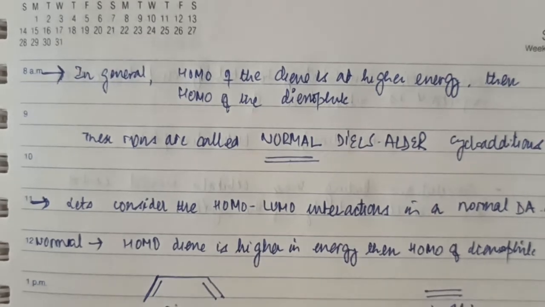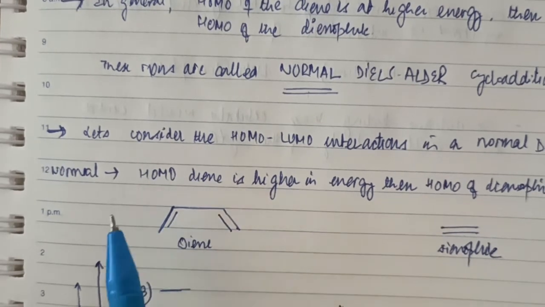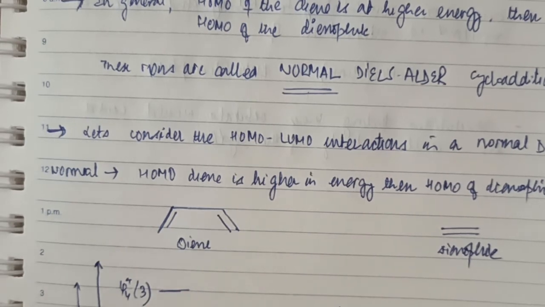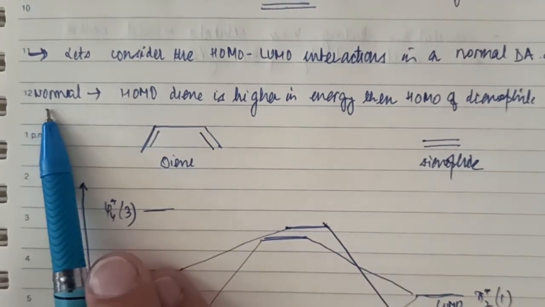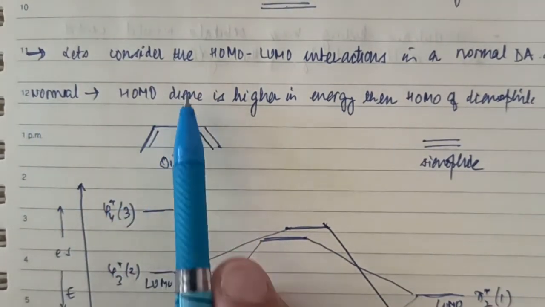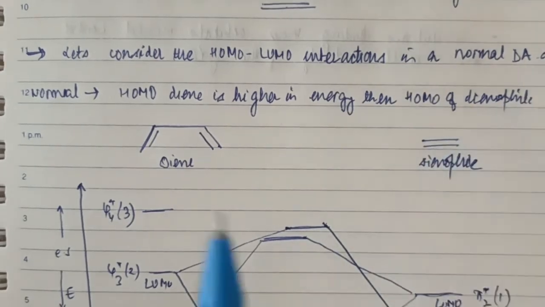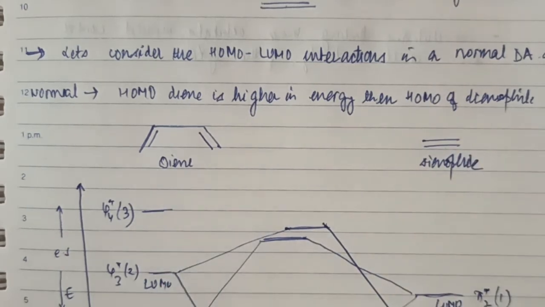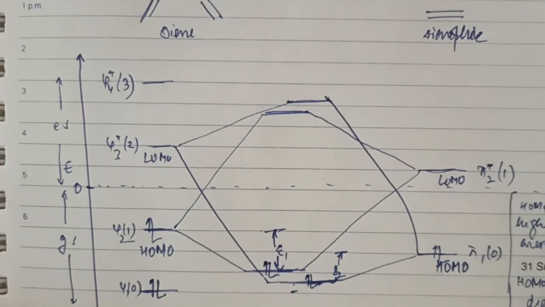Now, let's say we are considering this normal Diels-Alder cycloaddition reaction. Let's explain the extent of interaction between the HOMO of the diene and the LUMO of the dienophile, and conversely the interaction between the HOMO of the dienophile and the LUMO of the diene. We're talking about a normal Diels-Alder reaction, which means the HOMO of the diene is higher in energy than the HOMO of the dienophile, which we have been repeatedly saying. We have a diene here and a dienophile here. We are trying to draw the molecular orbital picture of this. Let's draw the molecular orbitals of the diene and dienophile.